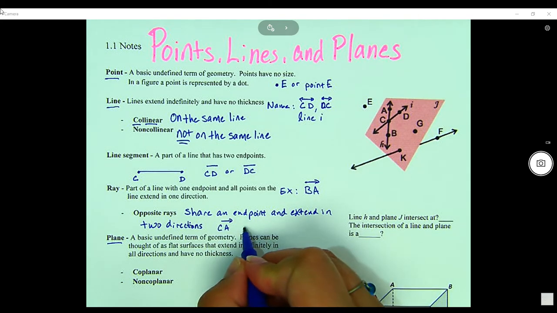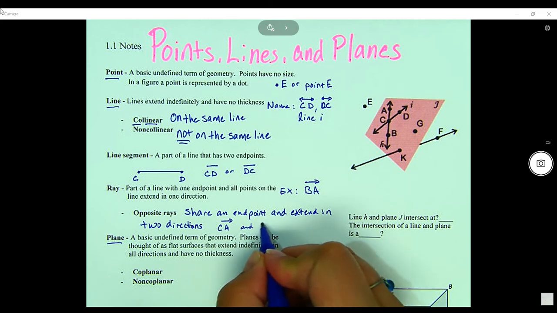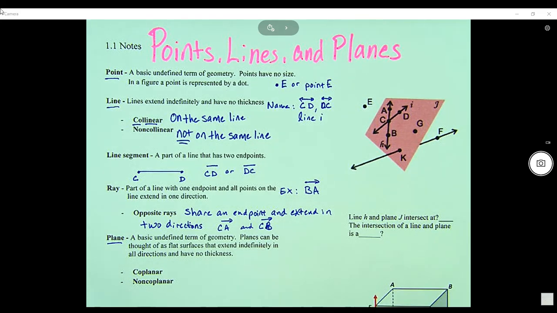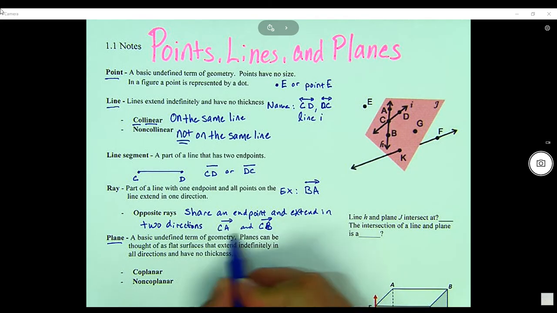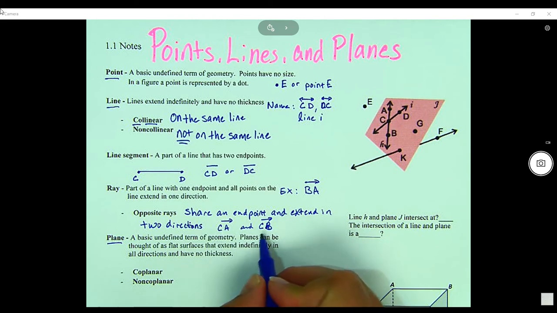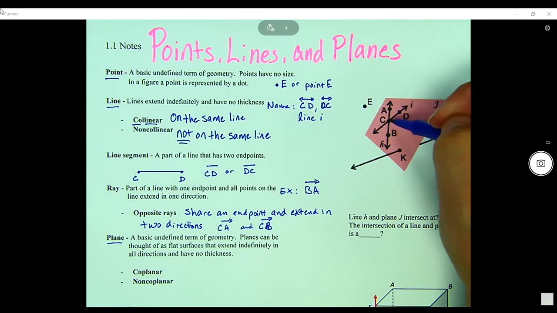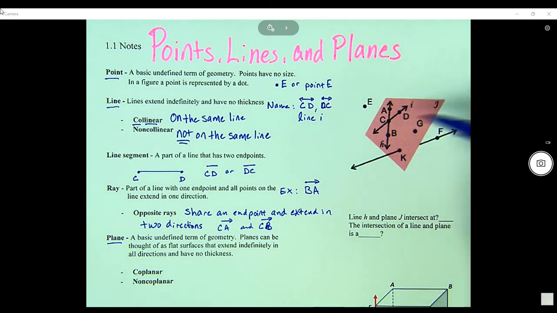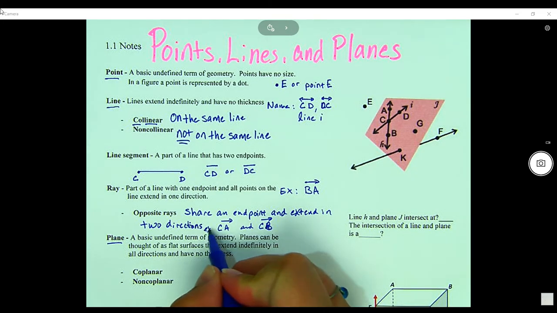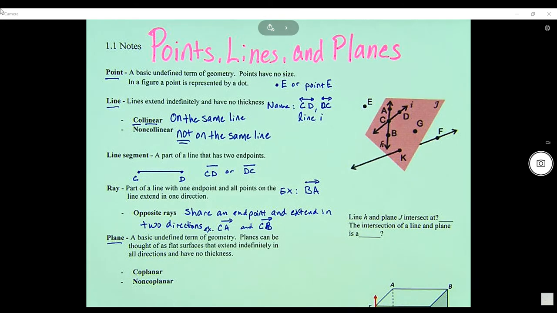I want you to know that ray CA and ray CB both have to start, when you're naming them, with the endpoint and then finish in the direction that they're going in. So start at C, go to A, start at C, go to B, and those are opposite directions. So an example is ray CA and ray CB.